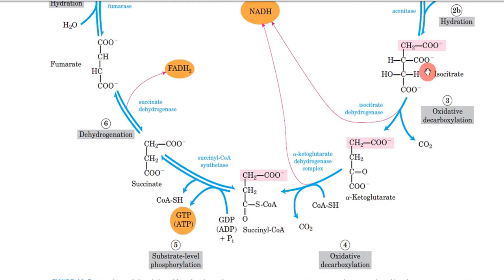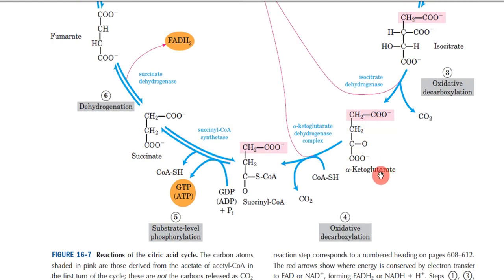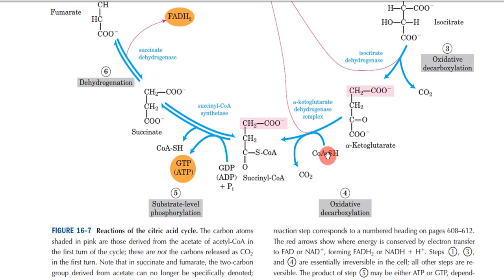Then this isocitrate undergoes oxidative decarboxylation. Here one carbon dioxide is eliminated and the resulting compound is alpha ketoglutarate. The enzyme catalyzing this reaction is isocitrate dehydrogenase. Then alpha ketoglutarate again undergoes an oxidative decarboxylation, and also the resulting carbon skeleton is transferred onto coenzyme A to form succinyl coenzyme A. This reaction is catalyzed by an enzyme complex, namely alpha ketoglutarate dehydrogenase complex.